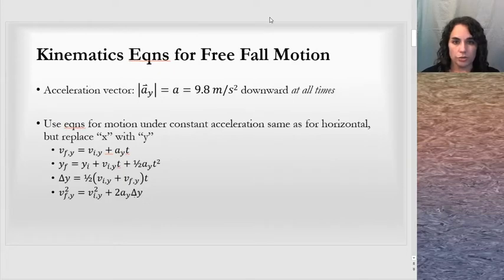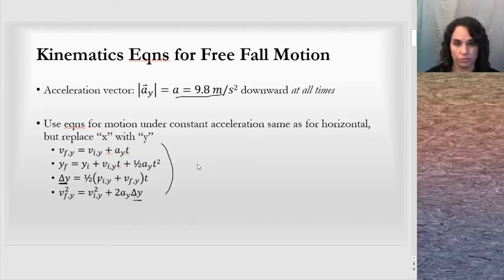The equations for kinematics under free fall motion are very similar, exactly the ones that we developed for 1D motion under constant acceleration. The acceleration is a constant value at all times. So the kinematics equations apply, and we're simply replacing x with y in them. Any place where you see position, it is a y value, and all of the velocities and accelerations are also in the y direction.